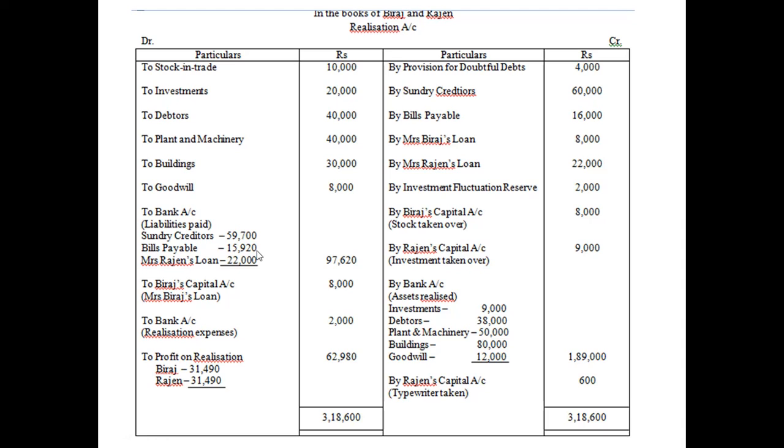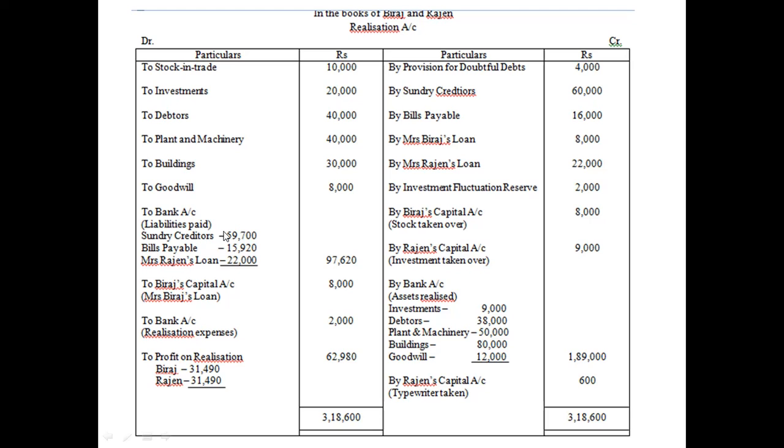And in the question, if you see properly, there is no mention about Mrs. Rajan's loan. So if there is no mention of any liability or any asset, it will be assumed that the full amount is realized, or any liability is paid in full. So here it will be assumed that Mrs. Rajan's loan is paid in full amount. So the total will be 97,620 rupees, for your liabilities paid.